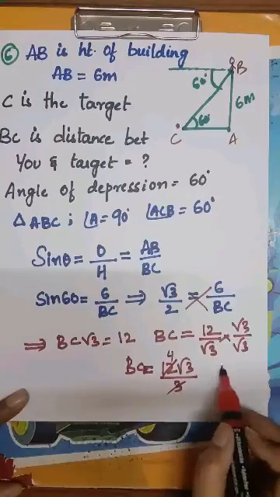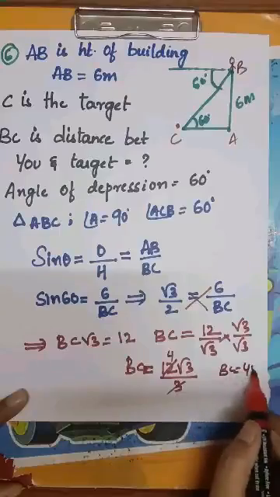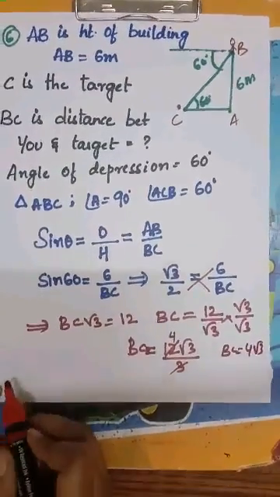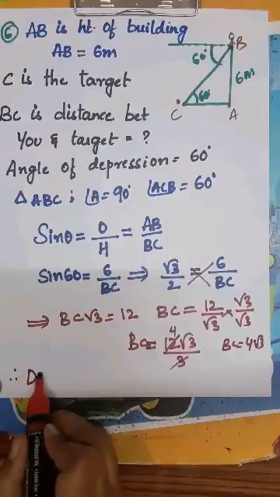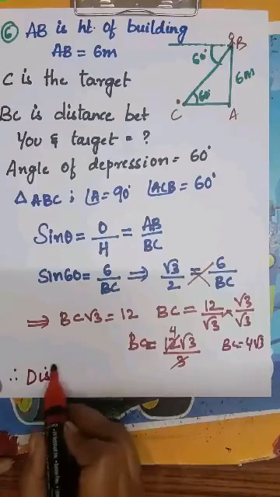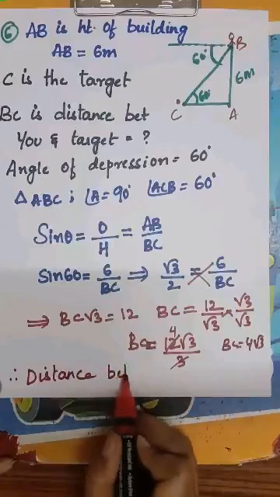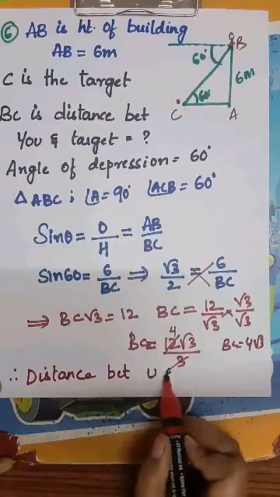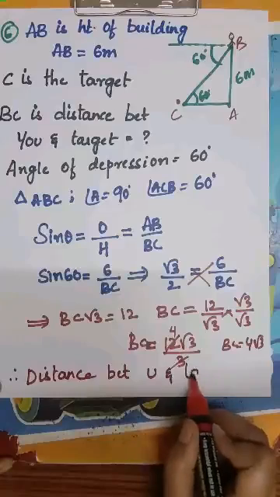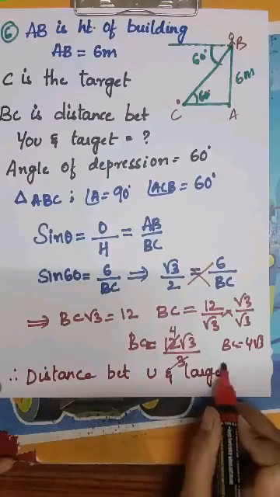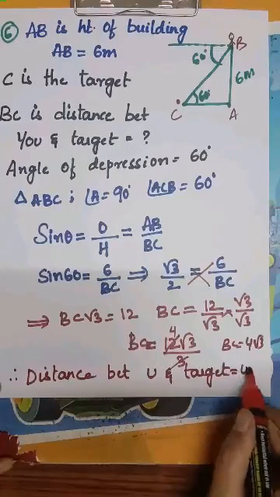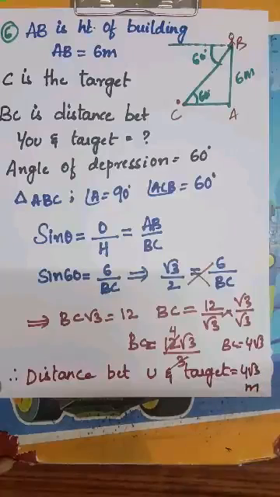So BC is 4√3. Therefore, the distance between you and the target is 4√3 meters. Now next question, 7th question.